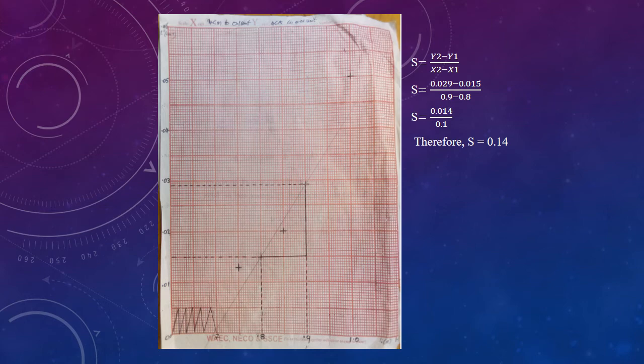So from the slope we have that our y2 is equal to 0.029, minus y1 equal to 0.015, and our x2 is equal to 0.1, minus the x1, which is equal to 0.8. When we do this simple mathematics, we observe that our slope is equal to 0.014 all over 0.1. And when we do this division, we have that our slope is equal to 0.14.